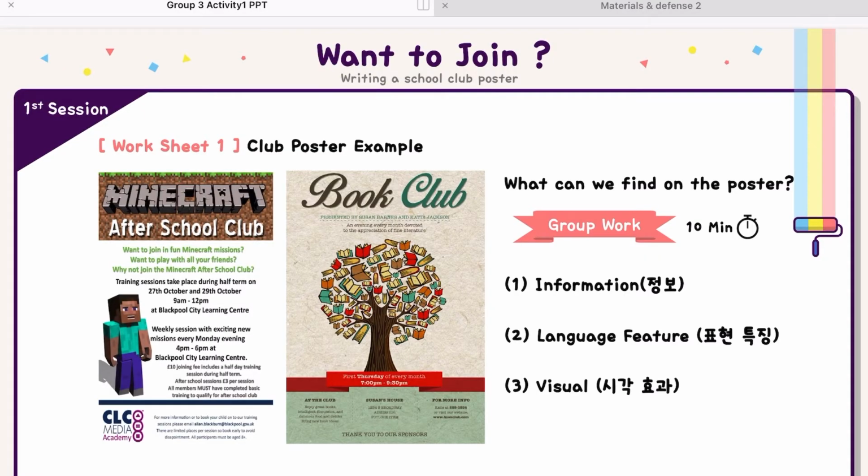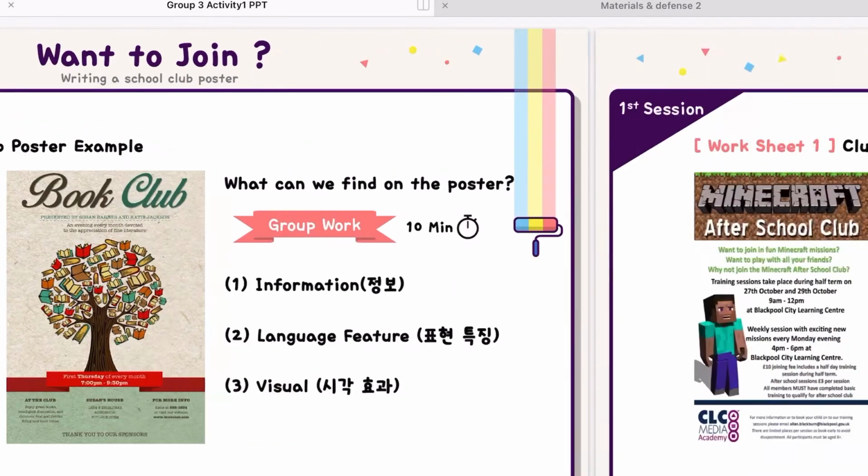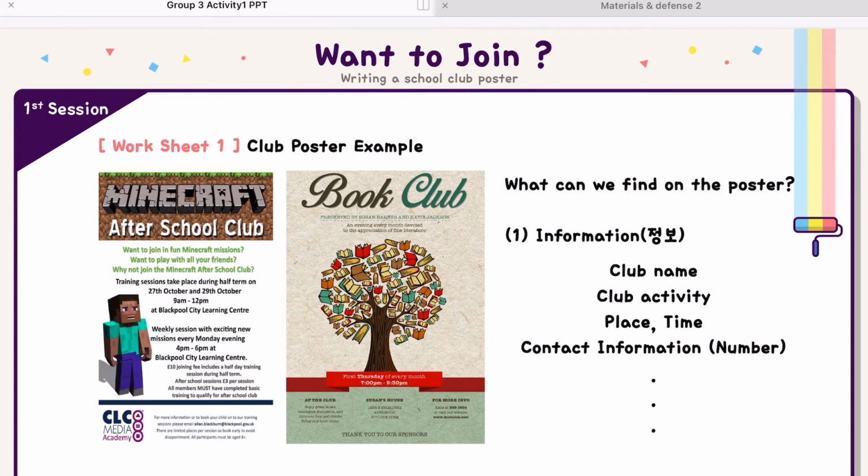Alright, guys, let's share together what your group has discussed. Let's get started from the first section about information. What information should our poster contain? Who'd like to give it a shot? Nayan. It should have some information about the name of the club, where and when the club meets, and contact numbers, etc. Perfect job.